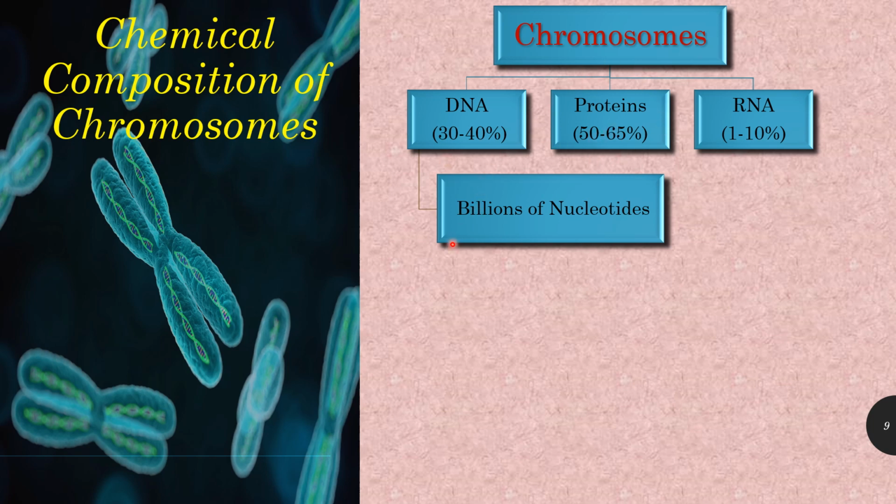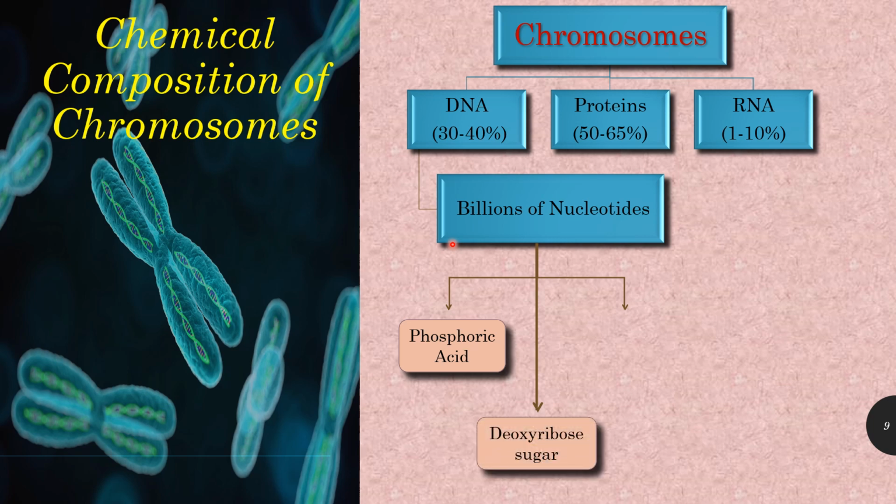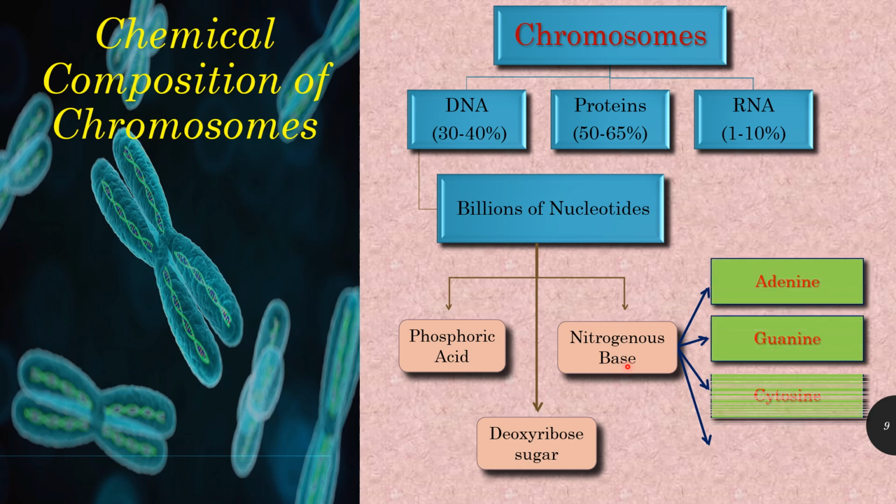Now each nucleotide is basically made up of three different molecules: the phosphoric acid, deoxyribose sugar, and a nitrogenous base. In every nucleotide, phosphoric acid and deoxyribose sugar are the same, but the nitrogenous base may differ because there are basically four types of nitrogenous bases: adenine, guanine, cytosine, and thymine. Each nucleotide contains any one particular type of nitrogenous base at a time.